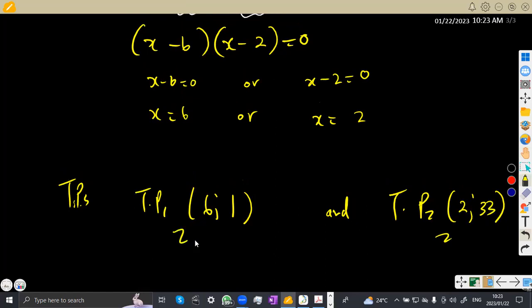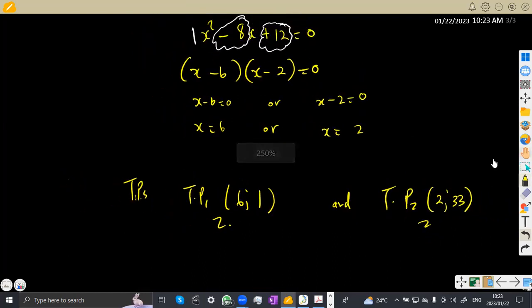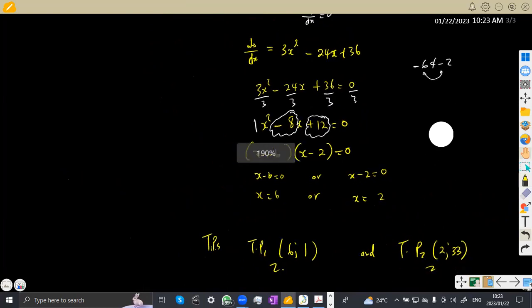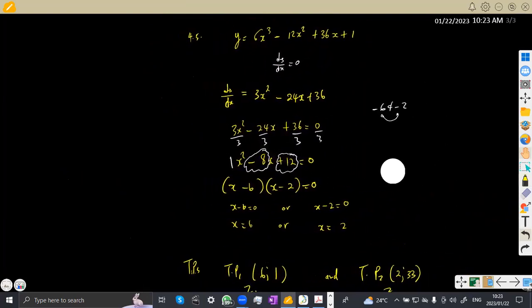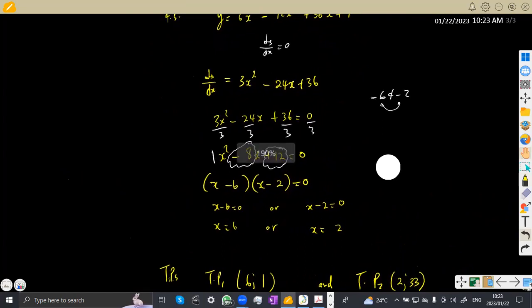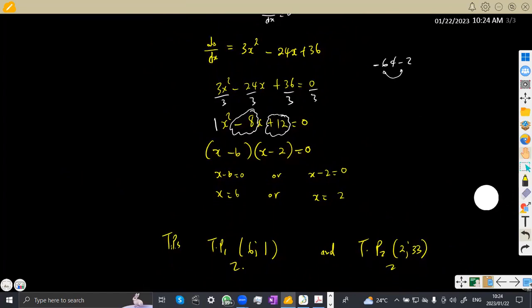So that's our second turning point. Take note, the question is not asking you to distinguish whether this is maximum or minimum. It's just calculate maximum and minimum. So these are the turning points that you're going to have at the end. So be very, very careful when attempting these typical questions.